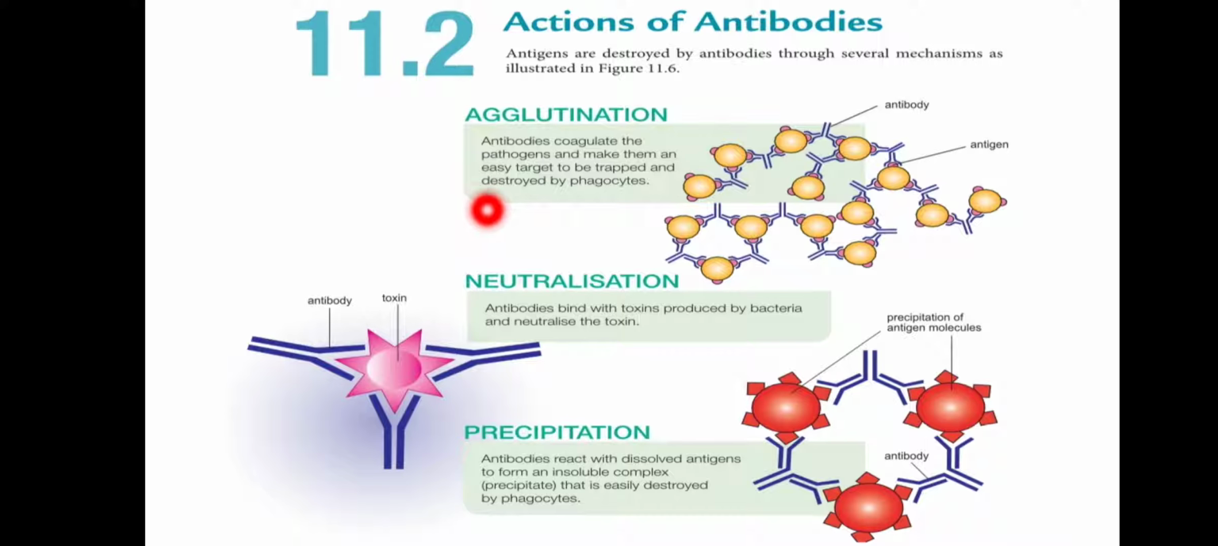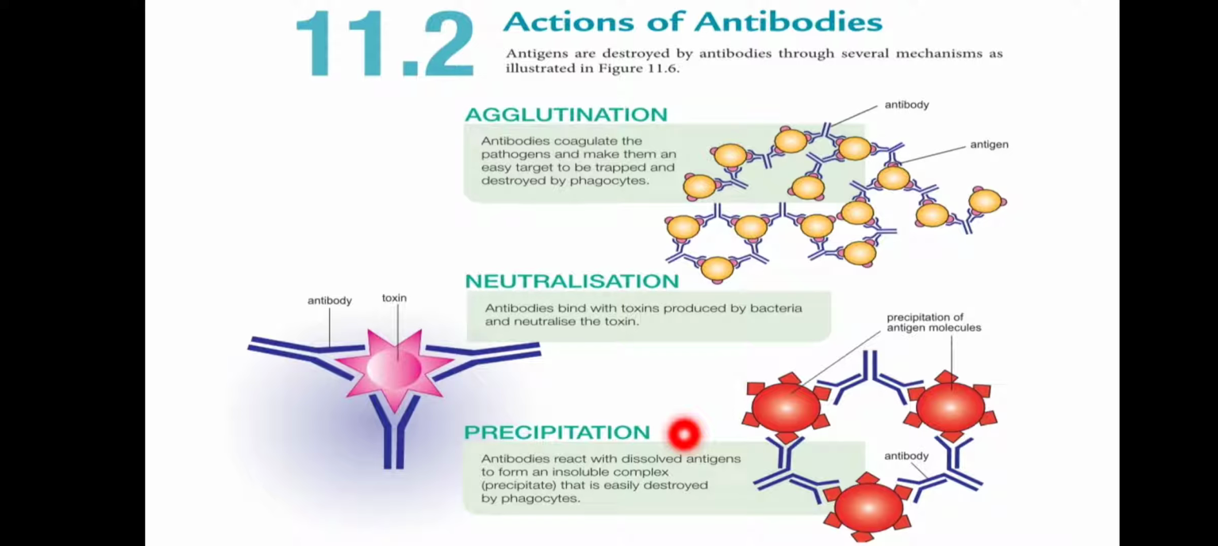Faham ah? The second one is neutralization. Antibody bind with toxins produced by bacteria and neutralize the toxin. So di sini, this is antibody, this is toxin produced by bacteria. So antibody itu dia terus bind with the toxin and neutralize the toxin. Okay, itu neutralization.